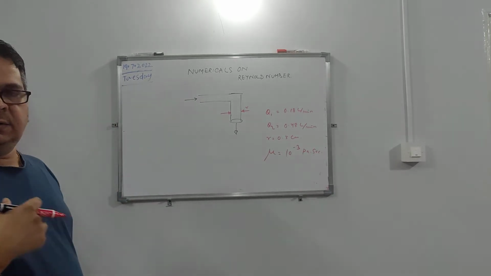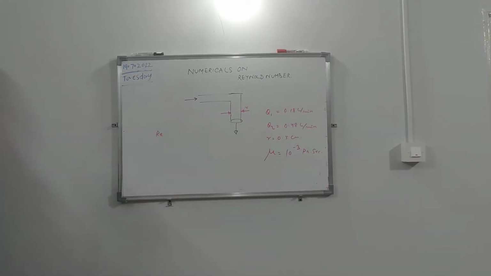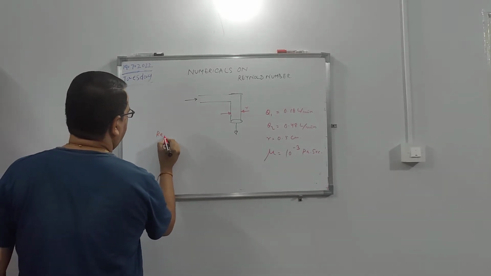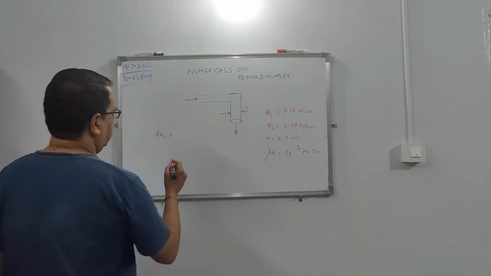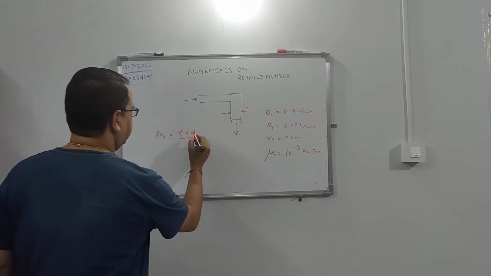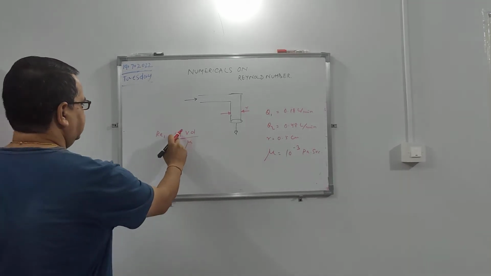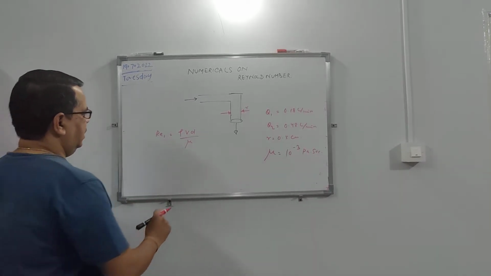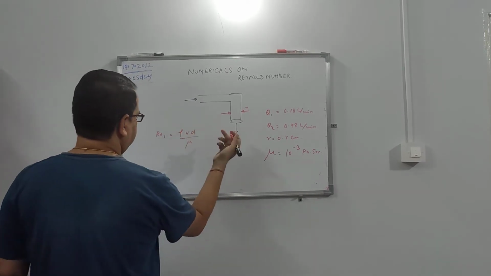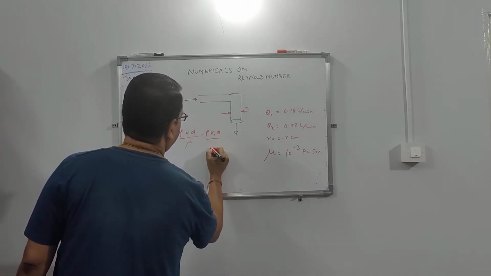So let me find out the Re1. The Reynolds number depends on the flow rate, which is 0.18. So my Re1 is equal to rho V d by nu. Here d and nu everything will remain constant. Viscosity is a property, and density is a property of the fluid. Velocity can vary, and d is constant. It is geometry. So it will be rho v1 d by nu.